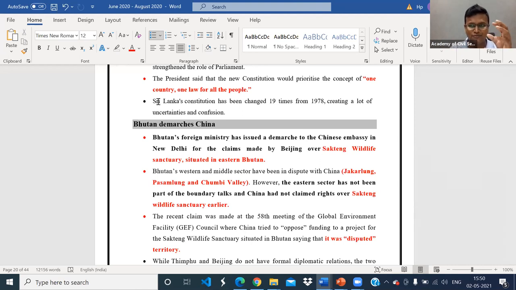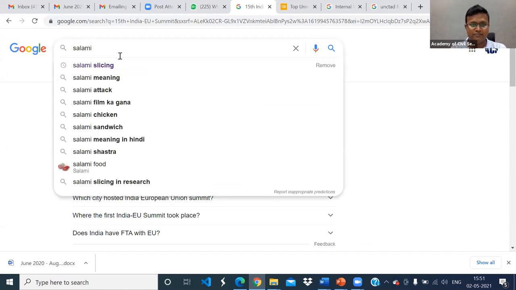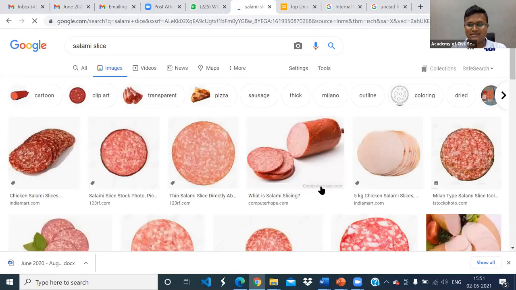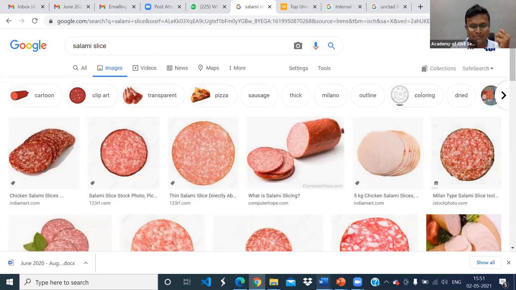Salami is a food item, and you might have seen salamis. We make small slices out of it. I hope you are familiar with salami. You can see it in Google, the salami slice, and this is the image I can show you. Salami slice policy is also an important term in the news. I think it comes in today's class itself.